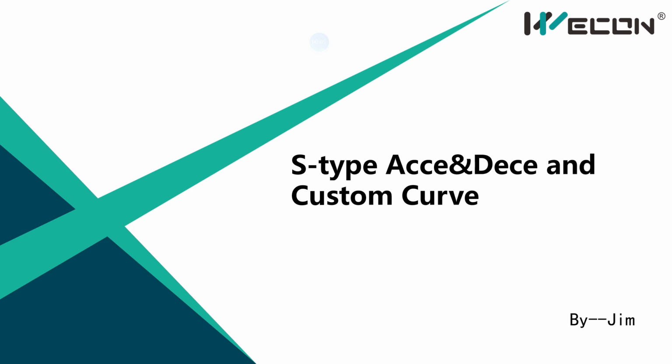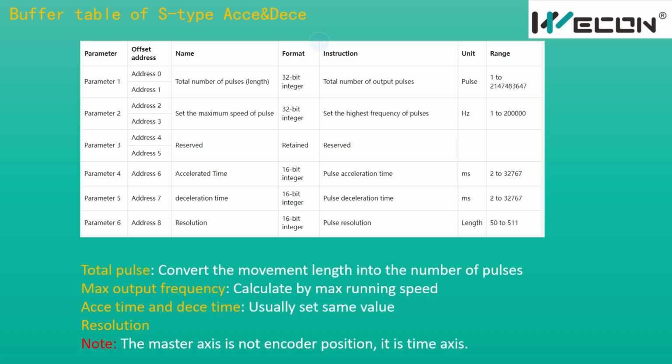Welcome to this video. Today I will introduce some remind function about the Econ training, S-type acceleration/deceleration, and the custom curve. First, let's check this buffer table of the S-type acceleration and the deceleration. Here we have some parameter need to set.